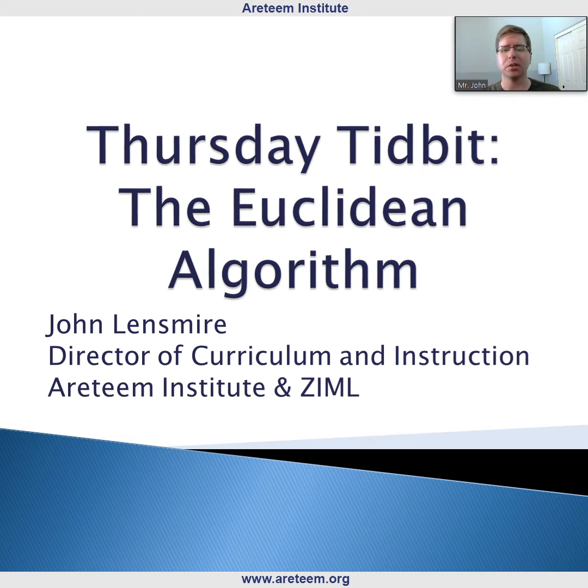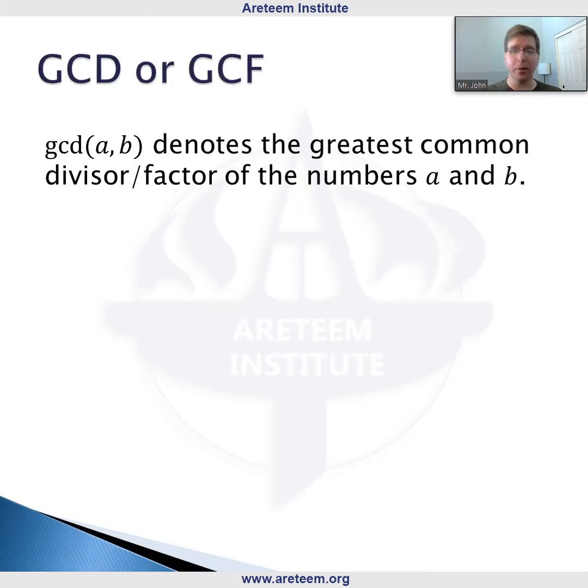We are going to be talking about the Euclidean algorithm today, which is a method for finding the GCD of two numbers. As a quick reminder, the GCD, also known as the GCF, is the greatest common divisor or factor of two numbers A and B. So if you've heard the term factor before but don't know the term divisor, they just mean the same thing. So GCD and GCF are exactly the same. We're going to use the notation GCD of A and B today.